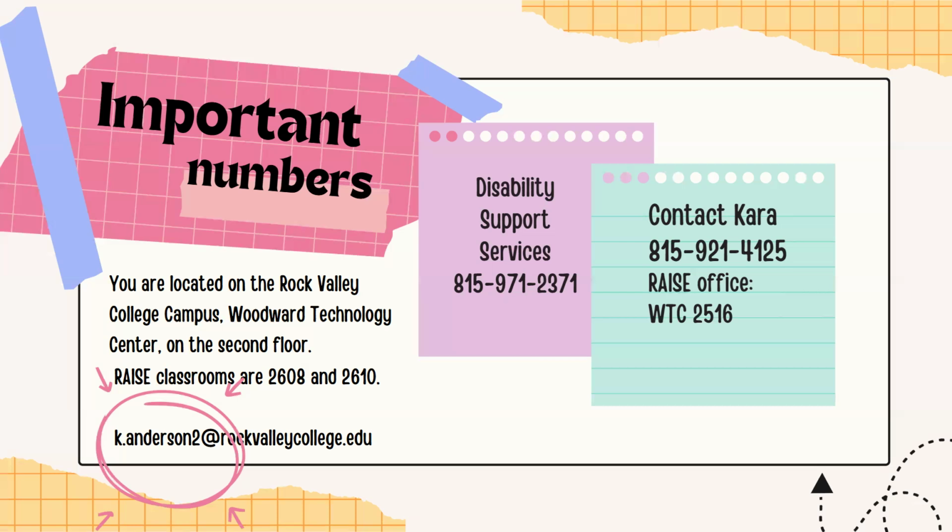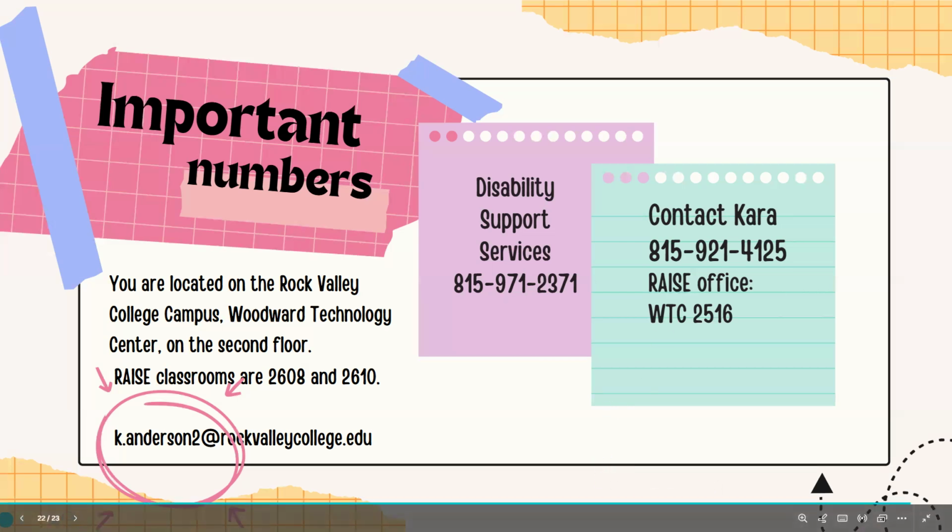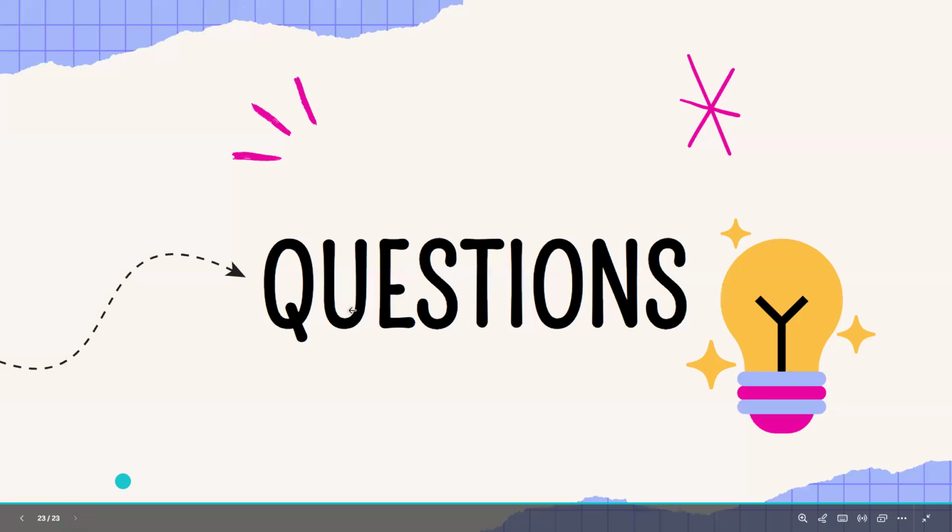And then in case of an emergency, just wanting to make sure everybody's aware, you are at the Rock Valley College campus in the Woodward Technology Center on the second floor, and the RAISE classrooms are 2608 and 2610. Hopefully we won't have any emergencies. You won't need that information, but there we go.